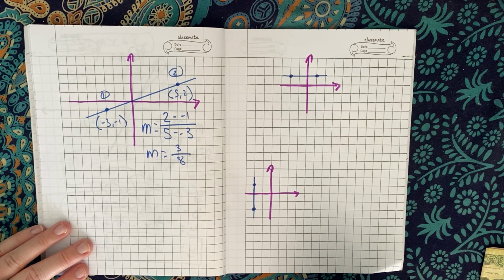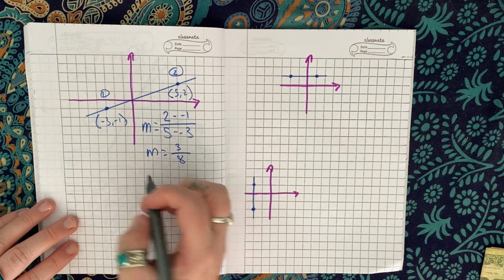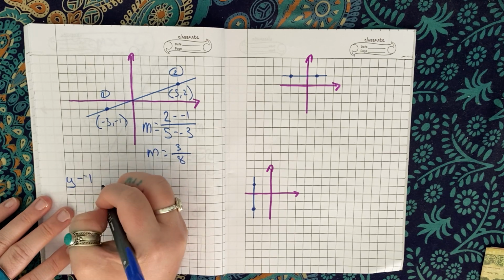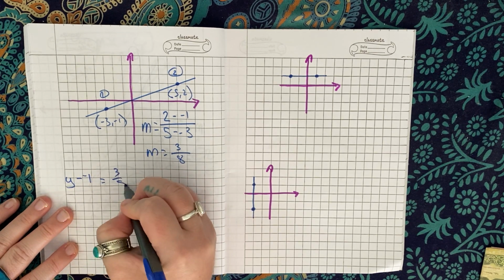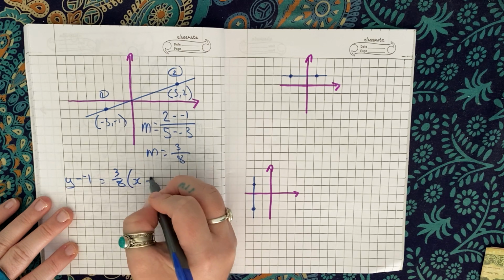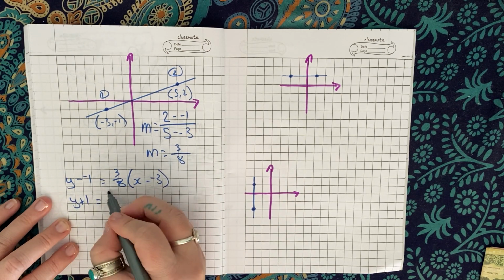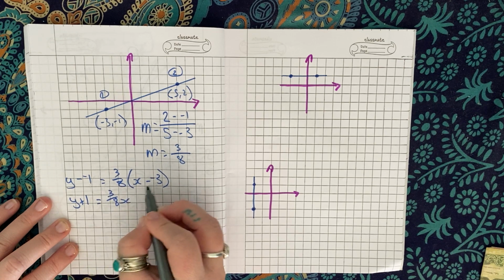So again, I have a fraction. That's completely fine. So now I do y minus y1, which is negative 1 here, equals m, x minus x1. All right, so this is y plus 1 equals 3/8 x, and this is a positive.